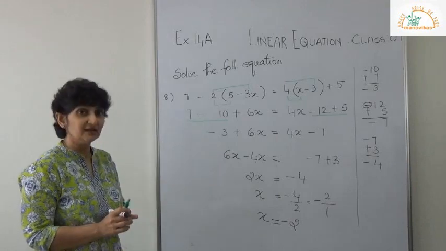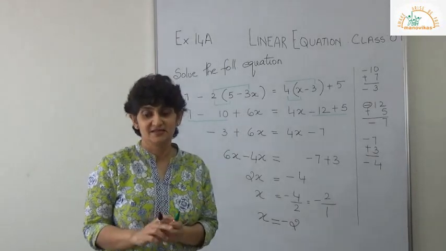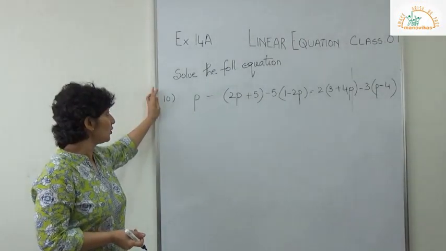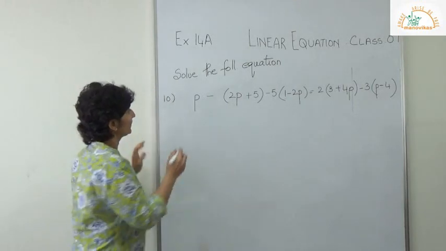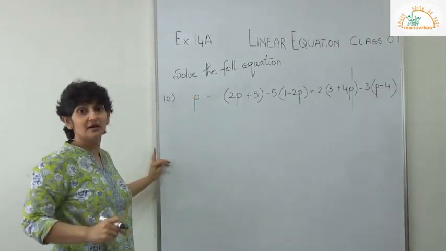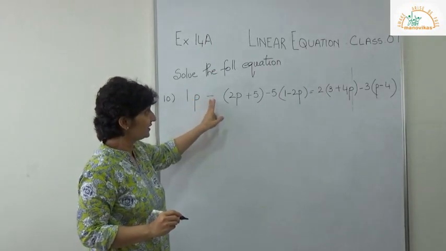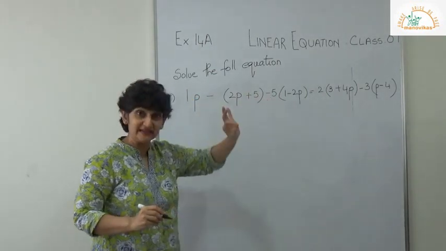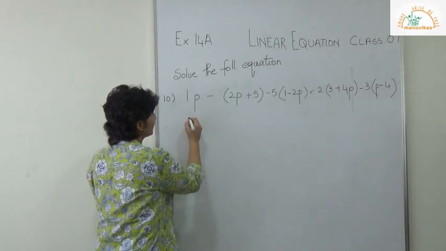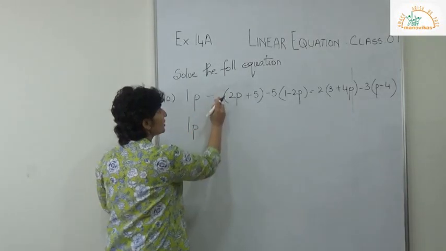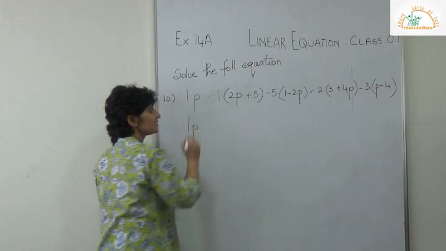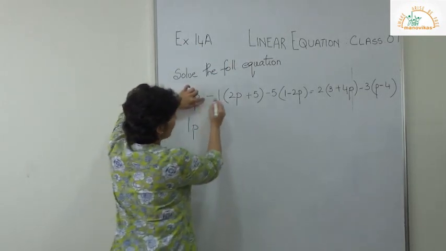I hope it is clear. Let's move on to the next sum. Alright, now children, let's move on to the 10th sum. Alright, when there is nothing here, it means it is 1p. I have minus here. Be careful. Whenever there is minus, please be careful. So it is 1p. Children, when there is nothing here, it means it is 1. So it is minus 1.